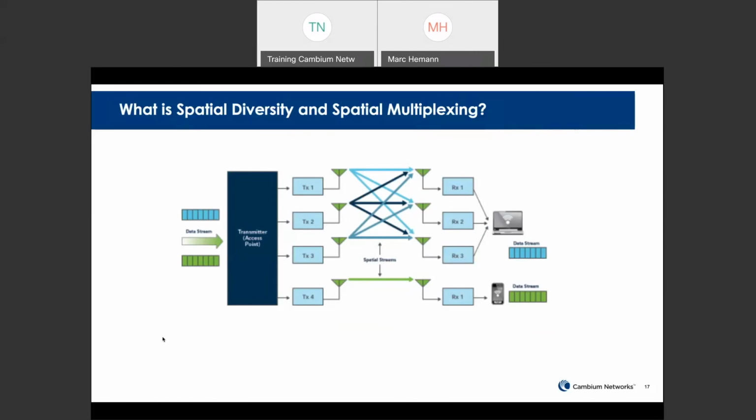The benefit of sending multiple unique data streams is that the throughput is drastically increased. Using 2 spatial streams will effectively double your throughput. 3 streams will triple your throughput, and using 4 streams will quadruple your throughput.